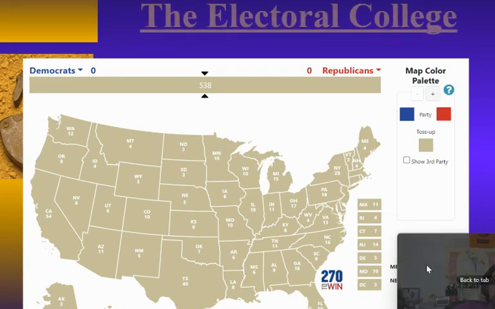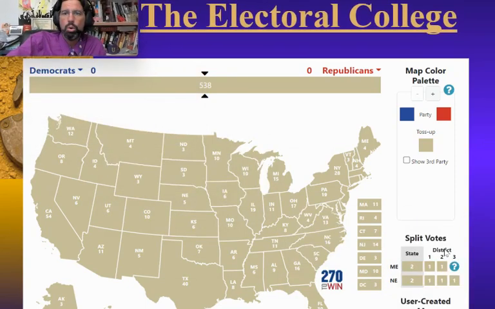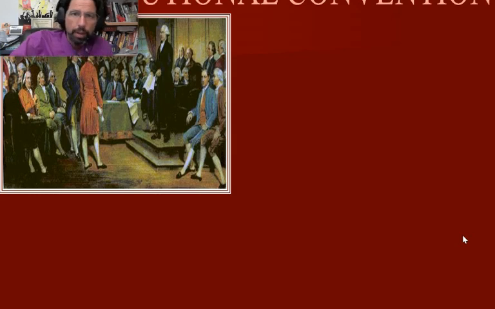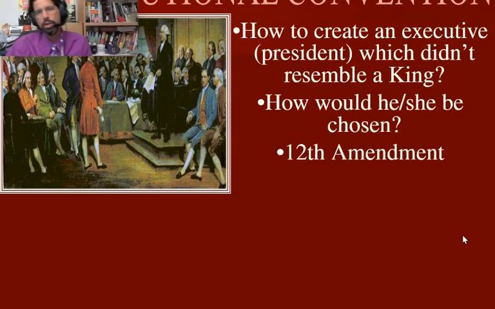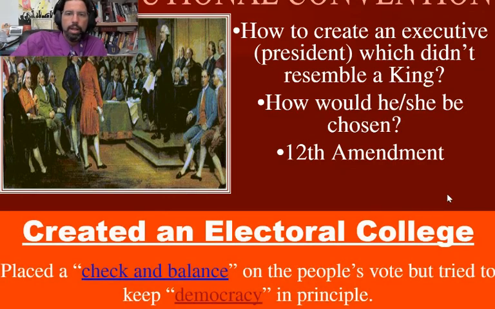This is how the president is elected, through a process known as the Electoral College. Now, the question that came out of the Constitutional Convention is, we do not want any kind of king, we need a president. And how the president was chosen was established in the 12th Amendment of the Constitution. It created an electoral college, which is not a building, it's a system. It's not a college, it's a system of how you elect the president. Basically, it keeps a check and balance on the people's vote, but still keeps a democracy in principle.